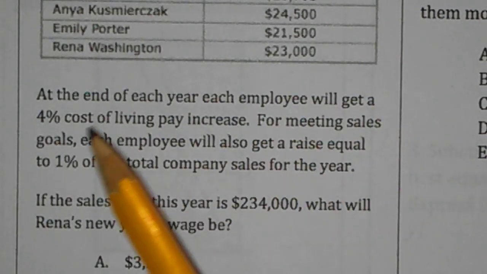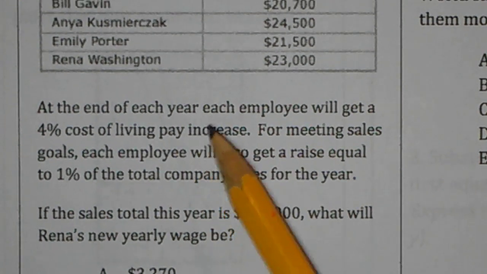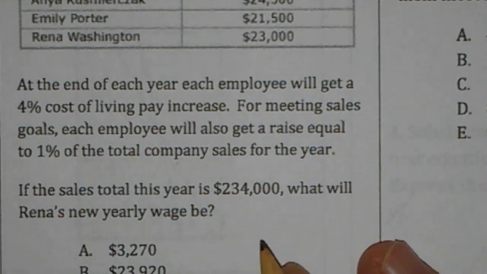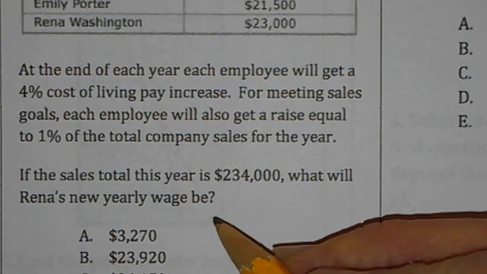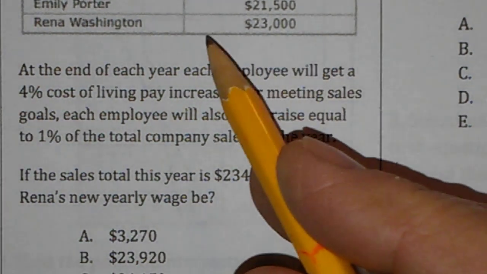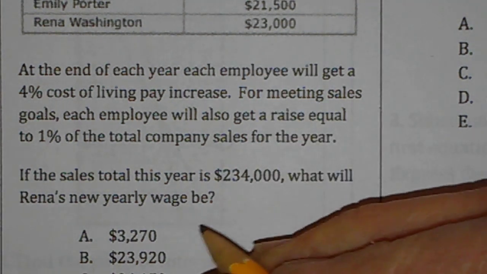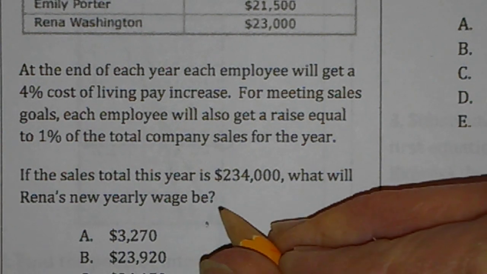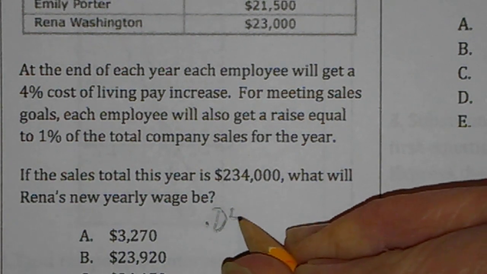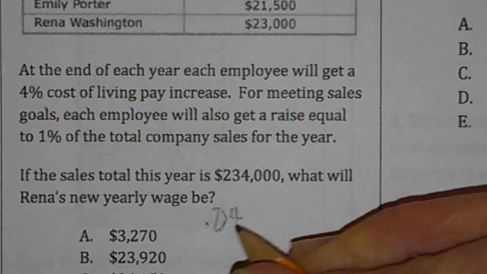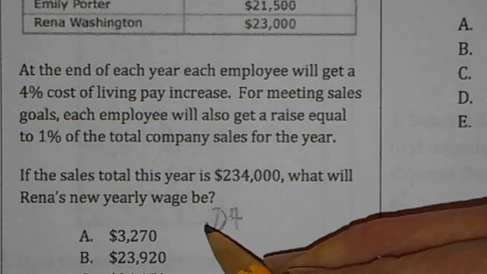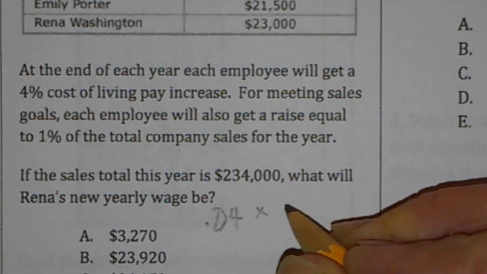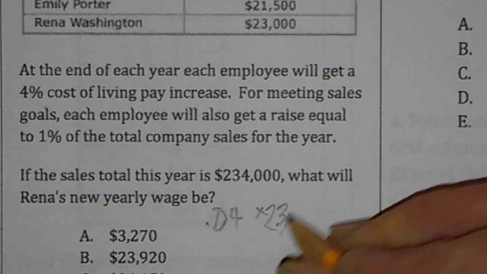Okay, she gets a 4% cost of living pay increase. 4% of 23,000. How do we figure out 4%? Well, you don't multiply by 4. Remember, when they say of, it usually means multiply. But you don't do 4 times 23,000. You have to do 0.04. You move the decimal place 2 places. 4% is 4 hundredths. Percent is hundredths. So 4 hundredths times 23,000.